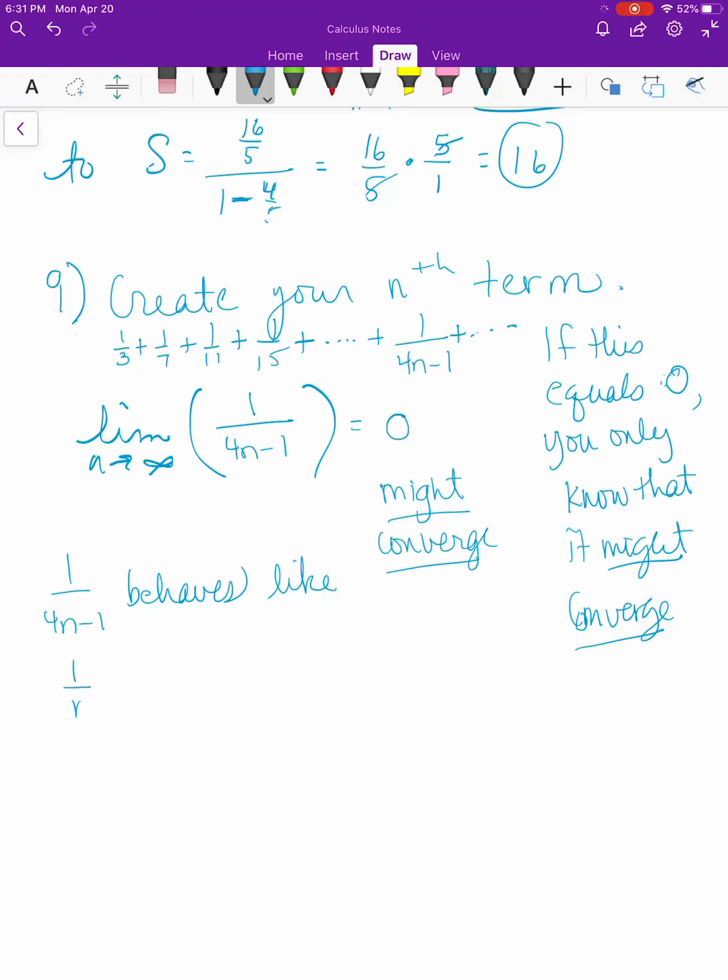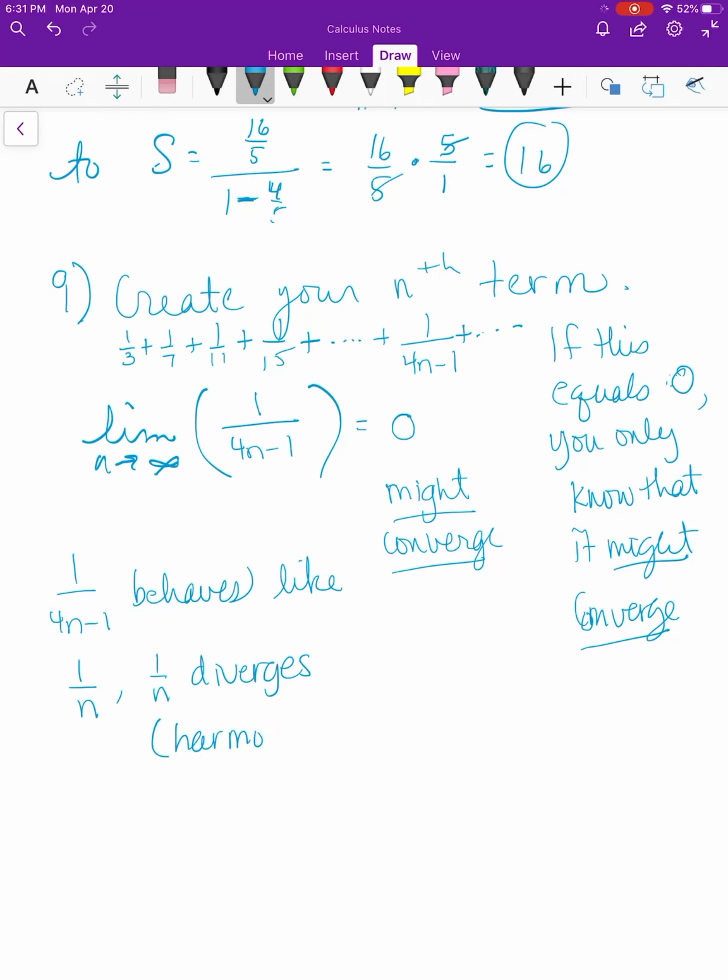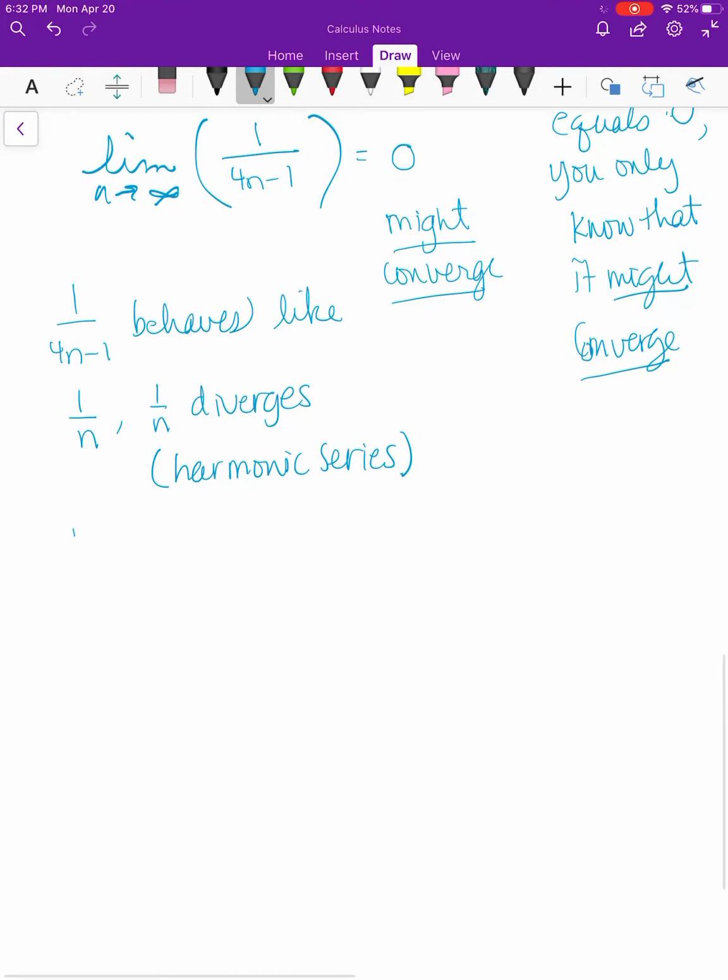You don't know whether it does or not, but you do know that this is a transformed version of 1 over n. So 1 over 4n minus 1 behaves like 1 over n. One over n diverges. Okay, this is the harmonic series.